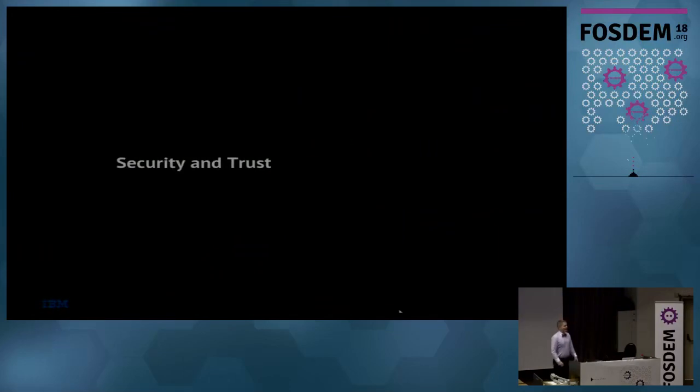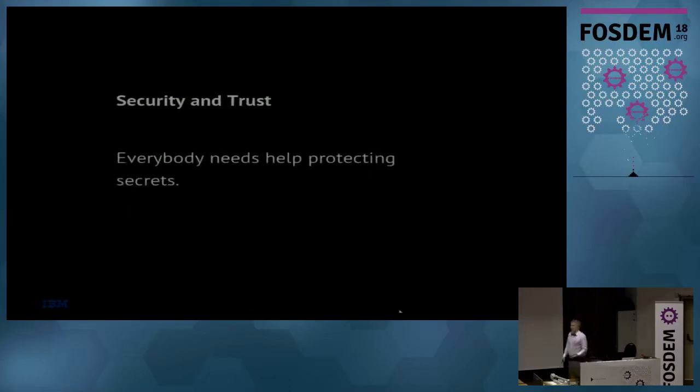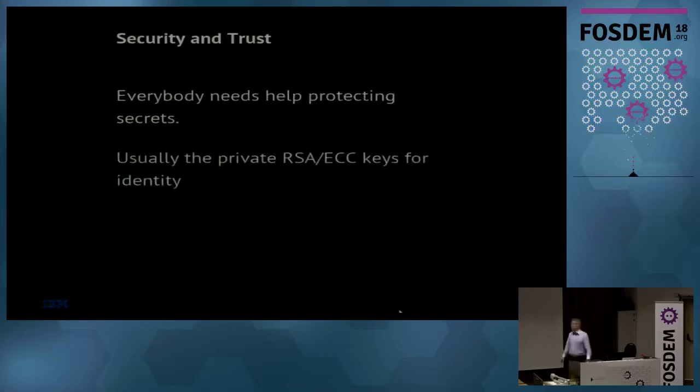So, to begin, let's talk about security and trust. Everybody needs help protecting secrets. That's why whenever you have a private key, it always comes with a password. Because there are always situations where somebody malicious can get in and run off with your private keys and then impersonate you on the internet, steal your credit card data, empty your bank account, or do all sorts of other things to you. And usually on the internet, or in all electronic commerce, we use some form of asymmetric public-private key system like RSA or ECC to represent our identity.